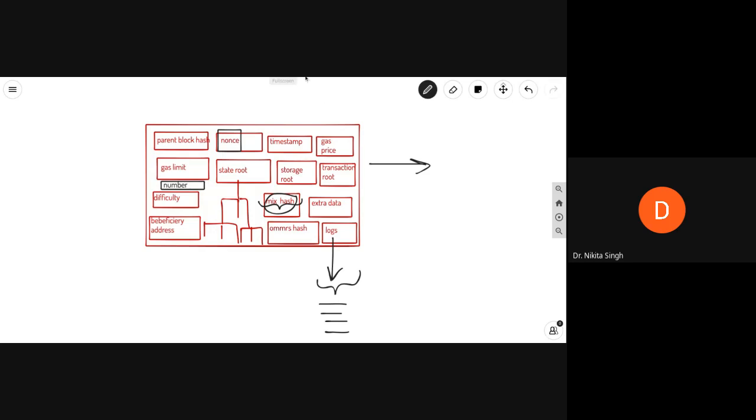And then we have logs, which consist of the log information. Like if we are talking about a smart contract, every audit trail or history regarding that smart contract can be put inside the logs. And finally we have Omer's hash, which we will discuss in the next class.